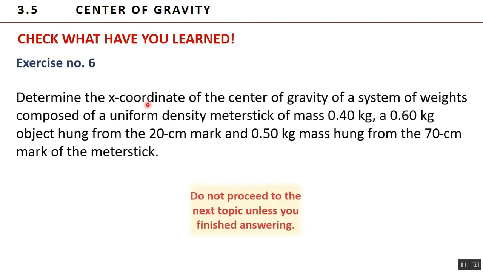Now, this is also the last exercise for this course unit. Exercise number 6. Determine the x-coordinate of the center of gravity of a system of weights, composed of a uniform density meter stick of mass 0.4 kg, a 0.6 kg object hung from the 20 cm mark, and a 0.5 kg mass hung from the 70 cm mark of the meter stick.